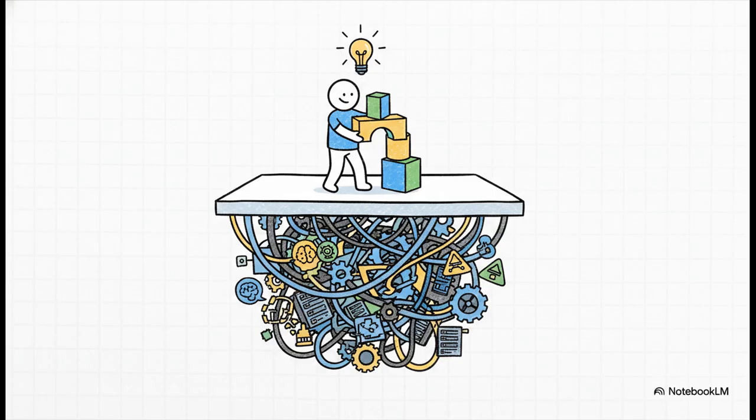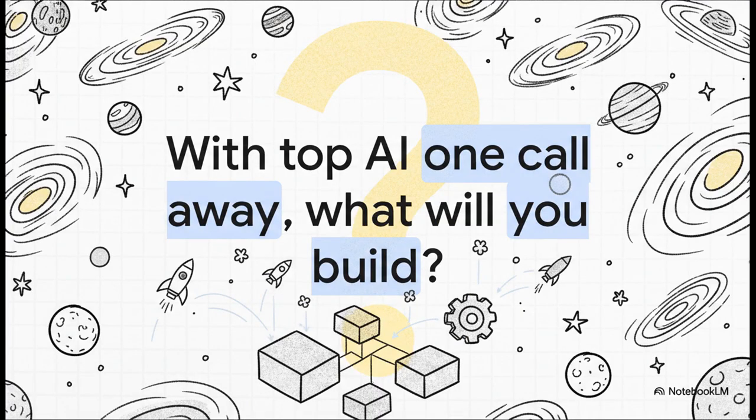I mean, think about it. You could prototype a chatbot using a super creative model like Claude for the conversation part, and then in the same app, seamlessly switch over to a more factual model like Titan for data lookups. And you could do all of that without having to rewrite your core application code. This kind of streamlined access, it just opens up a whole universe of possibilities. We're talking about applications we haven't even dreamed of yet. So really, with the world's best AI just a single API call away, the only question left is, what are you going to build?